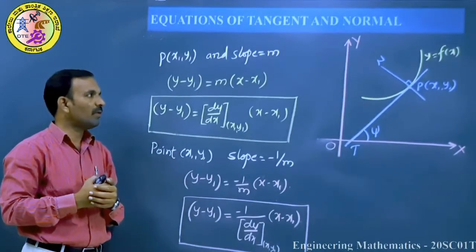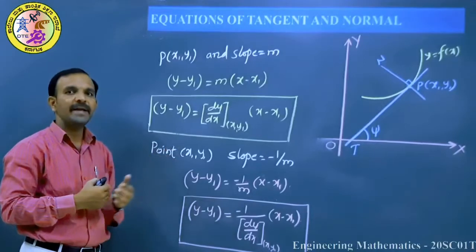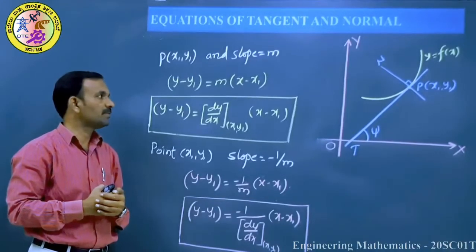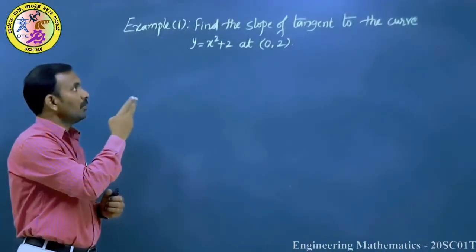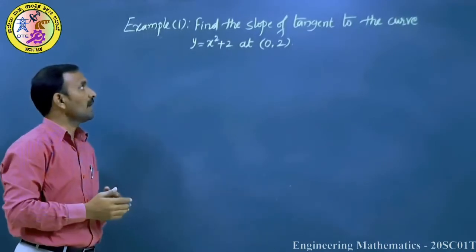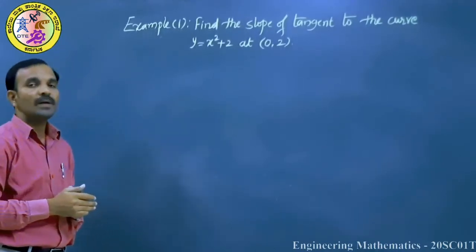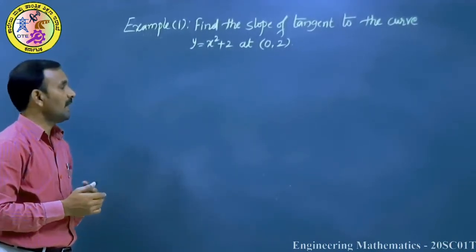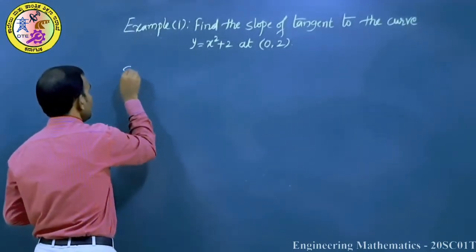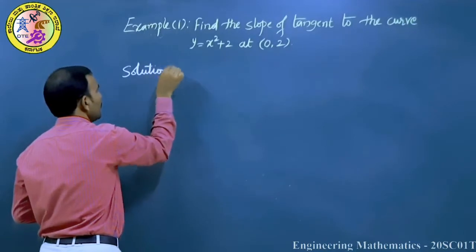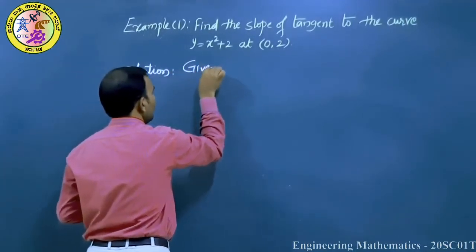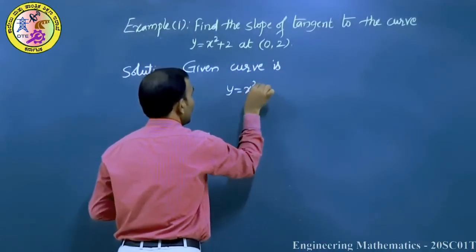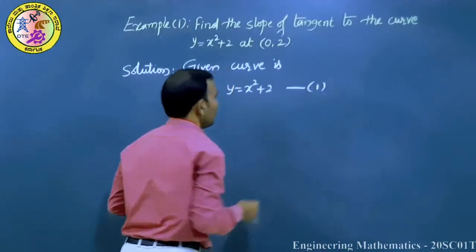Now we are moving on to problems on finding the slope of tangent and normal, and also the equation of tangent and normal. Example 1: find the slope of the tangent to the curve y equal to x square plus 2 at (0, 2). The curve is given, the point is given, and you have to find the slope of that tangent. Now let us start the solution by taking the given curve. The given curve is y equal to x square plus 2. Give it as equation number 1.